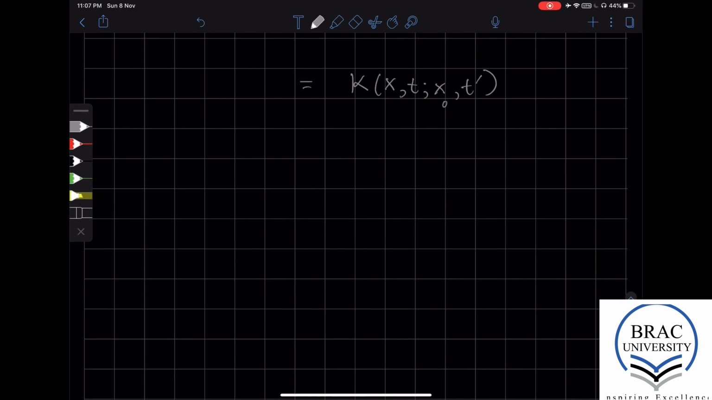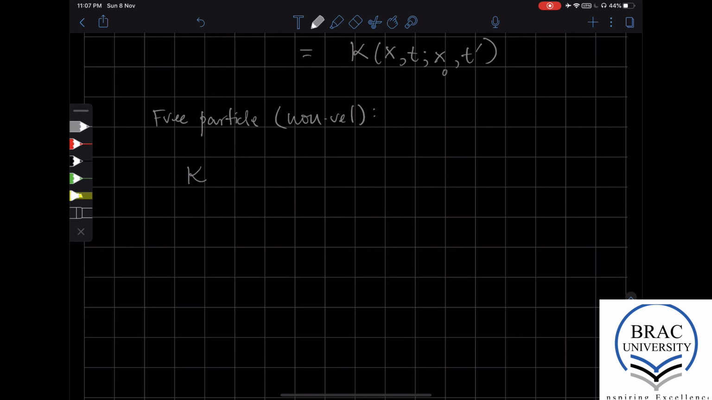So we saw that for the free particle, the non-relativistic case, the propagator was given by, I'm choosing the initial time 0 just for convenience.